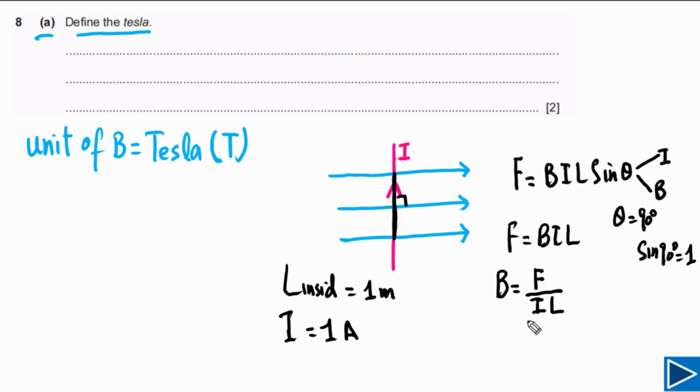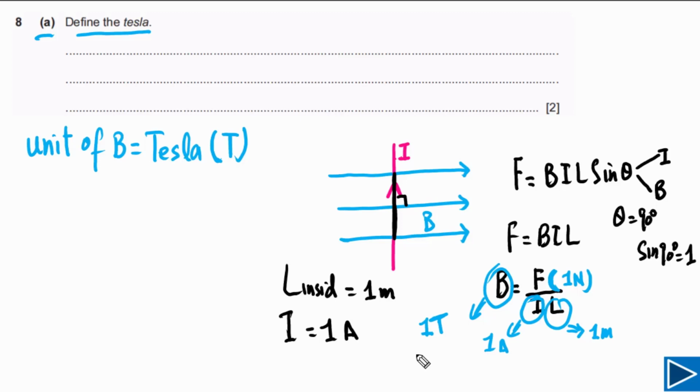Now, if I is equal to 1 ampere, as we have mentioned before, and L, the length of the wire inside the magnetic field, is equal to 1 meter, and the force experienced by this wire is 1 Newton, then the magnitude of B, the magnetic flux density, will be equal to 1 T. This will be equal to 1 Tesla. And that's all we need to understand to define Tesla.